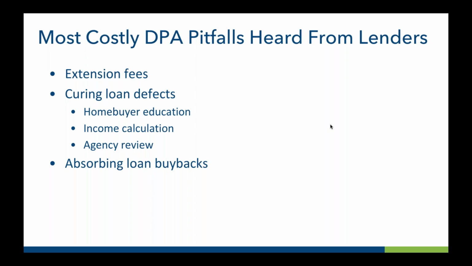Those are the kinds of things that I think catch a lot of people off guard and don't get caught after that product change and lead to defects. And then, of course, there's the pitfall of absorbing loan buybacks. And obviously, that's a big challenge. Nobody wants to go through that process. So we want to talk about some best practices we hear from those in the field, those in the trenches dealing with DPAs, like in secondary capital markets, product, and so forth, to avoid some of these pitfalls.